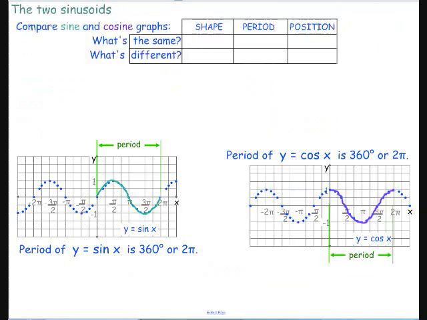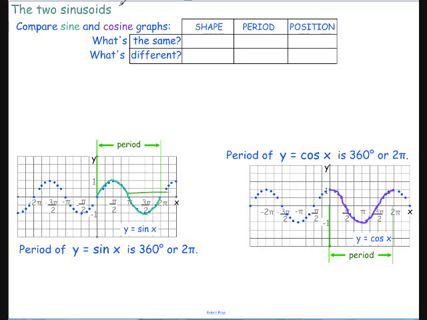Most of what we're going to do will be done by hand. Compare the sine and the cosine graphs. What was the same and what is different? Okay, here's my sine graph. Here's my cosine graph. How about the shape? Is the shape pretty much the same?